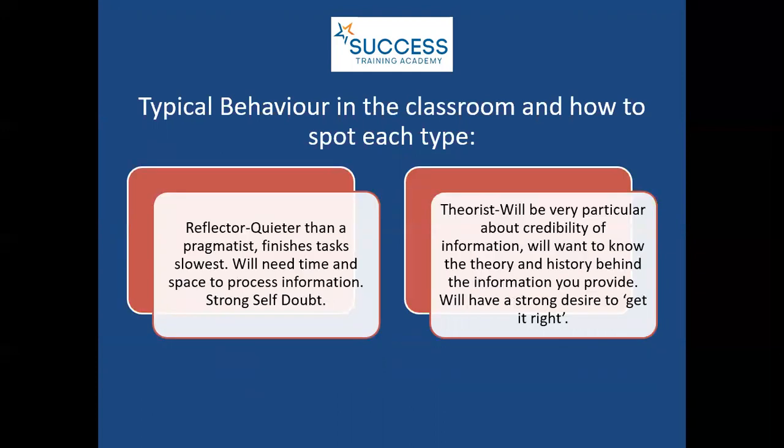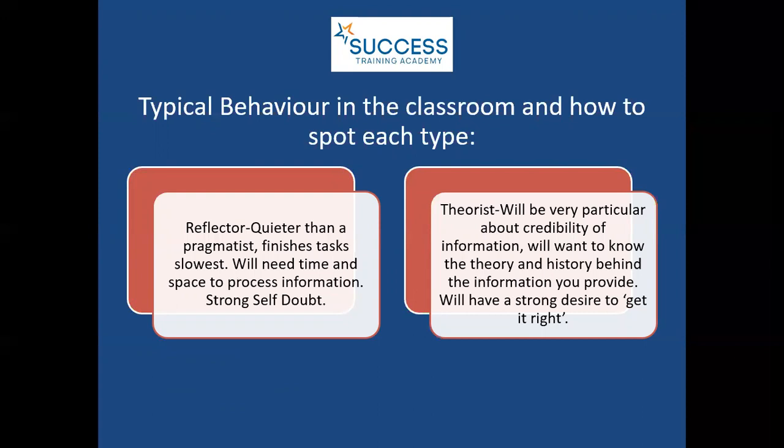Okay, then we've got a reflector. Now, they are a little bit quieter. They will generally finish tasks slowest, and they will need time and space to process information. They've got strong self-doubt. You may need to really reaffirm them.